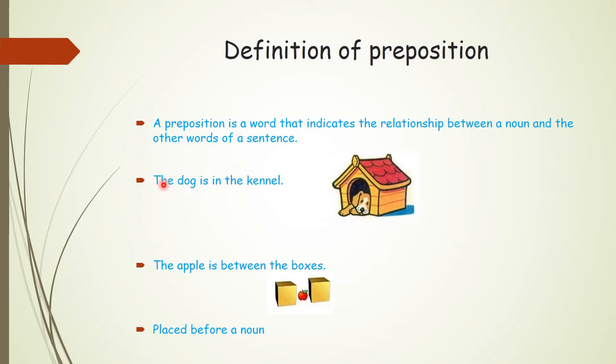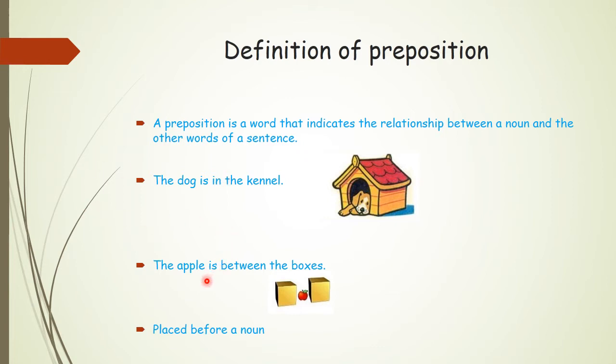So in the example given here, the dog is in the kennel. Here we have 2 nouns, the dog and the kennel, and the preposition in shows the relation between the dog and the kennel. Where is the dog? The relation in terms of position. Where is the dog? The dog is in the kennel.